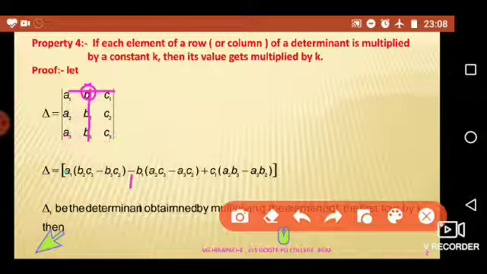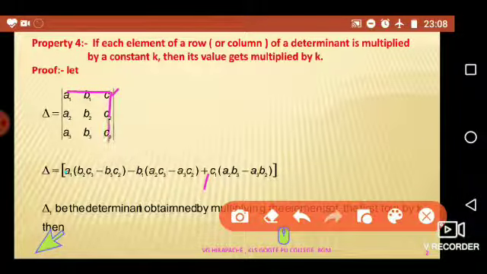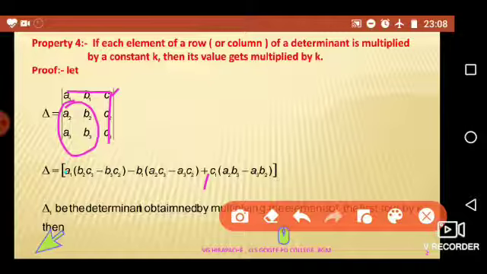Similarly, before I go to the next element of the same row, I take the plus sign. Plus c1 into, deleting the row and column consisting of c1, we are left with four elements. We are reducing the third order into a second order determinant. Therefore, c1 into a2 b3 minus a3 b2.